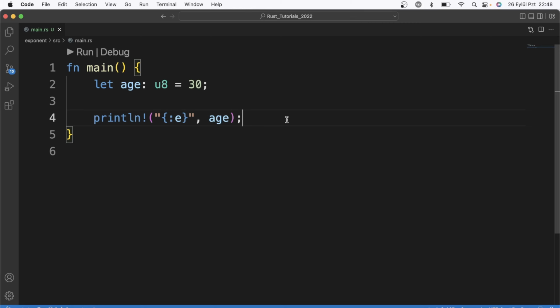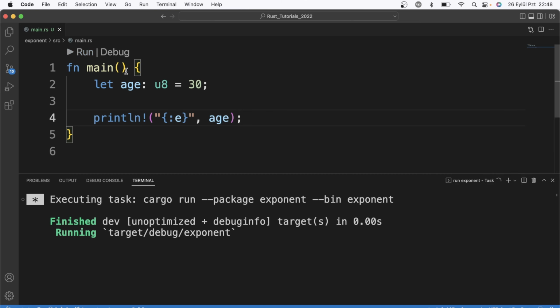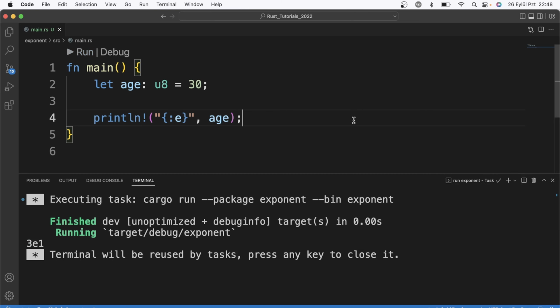Finally, I would like to touch on the exponent notation issue. Here I can write the E character in lowercase or uppercase. When I compile the program, it showed an output as 3E1 respectively. Please do not confuse this with the Euler constant.